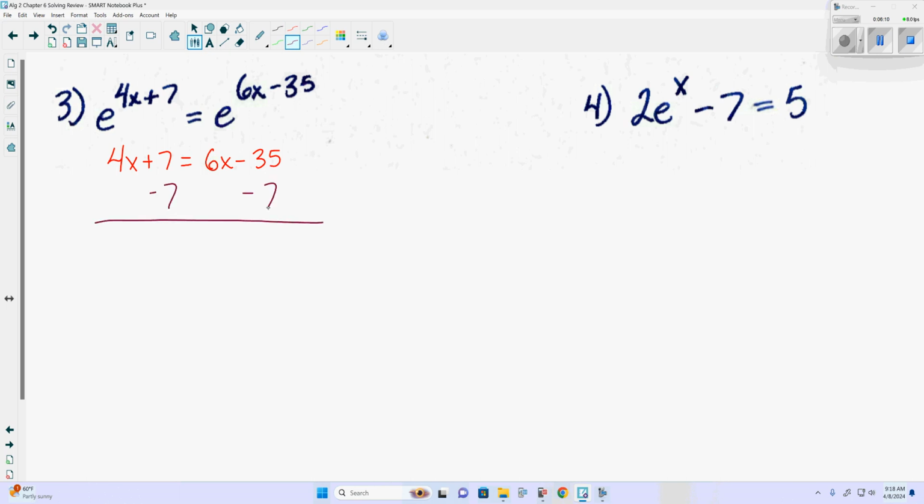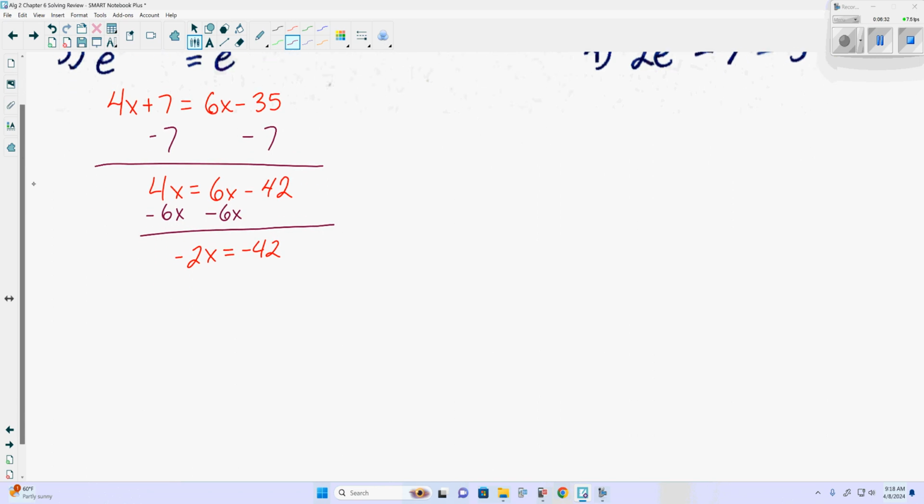We can subtract 7 from both sides. Telling us that 4x is equal to 6x minus 42. Then we can subtract 6x, telling us negative 2x is equal to negative 42. Last but not least, we would divide by negative 2, telling us x is 21.